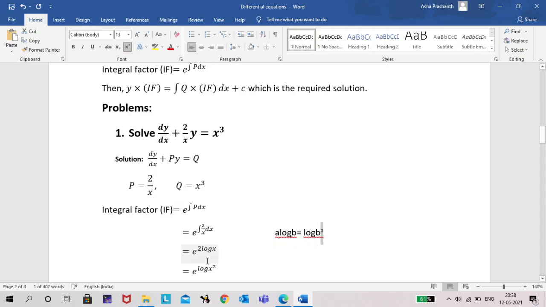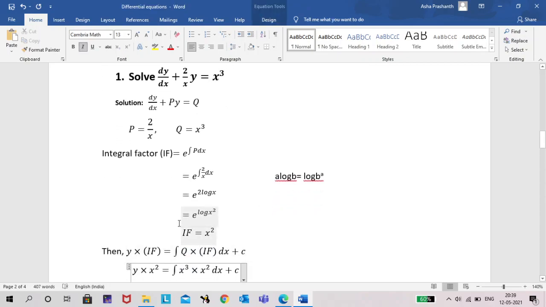In the similar way, e to the power of 2 log x can be written as e to the power of log of x square. We have a formula, e to the power of log of f of x can be written as f of x only. So here f of x value is x square, right? So our integral factor becomes x square.